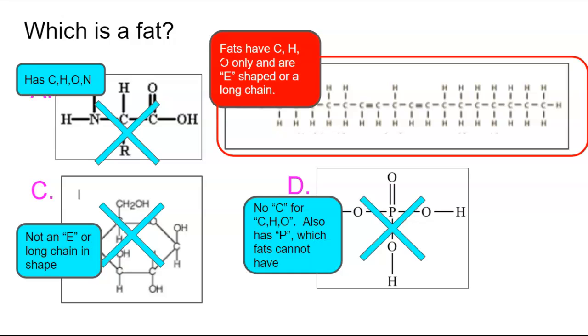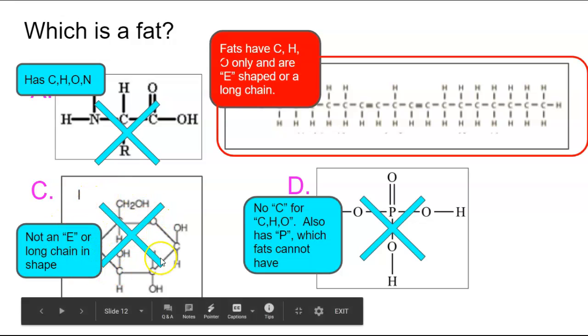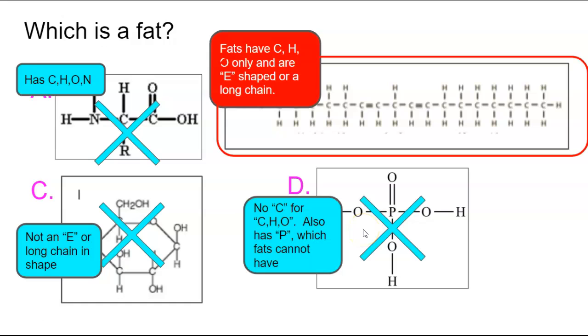All right, so this guy, letter B, is the fat. We see over here, this has CHON. Fats can't have an N. This is a hexagon, so this is a carbohydrate. And this doesn't have a C and it has a P, so it doesn't have the right letters, right? CHO are the right letters.